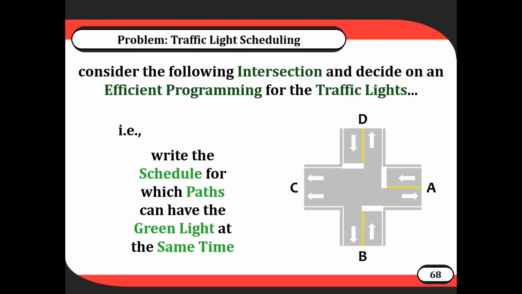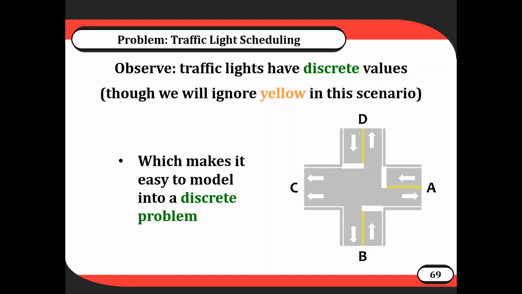We want to decide on an efficient programming for the traffic lights. We want to write the schedule for which paths can have a green light at the same time, and then write a schedule, sort of an ordering, for when we light up each green light. Observe that traffic lights have discrete values, so in a sense this is an easier problem to model. We're going to ignore yellow in this scenario. Yellow is just a precursor to red, so it doesn't matter logically.